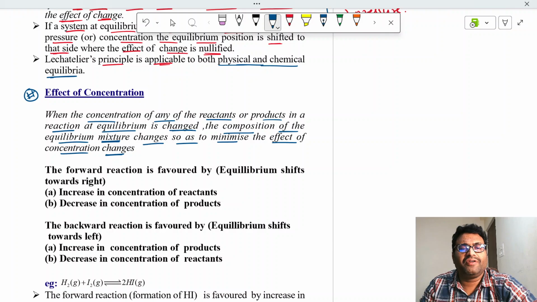Now for example, let us take A gives rise to B again. A is the reactant and B is the product.